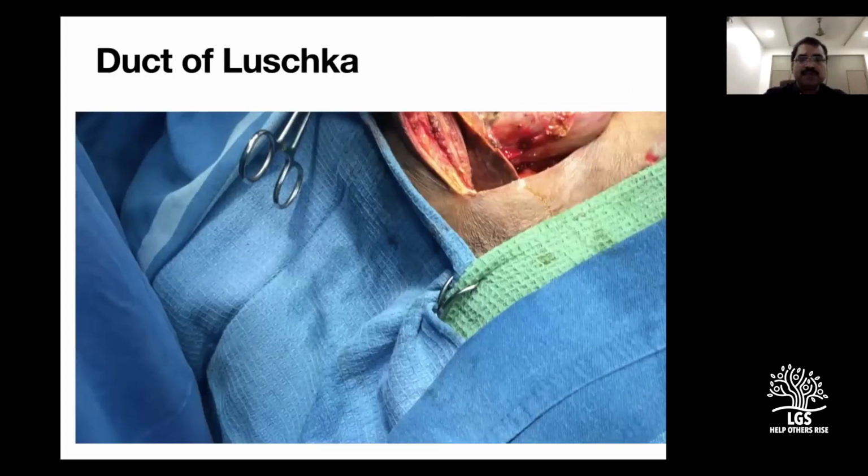After the anatomy of the gallbladder, there are some important things which are very important for the students. One thing is known as the duct of Luschka. We may say the duct of Luschka, when seen, is responsible for bile leak in the post-cholecystectomy setting, but it is not very common to see the duct of Luschka.